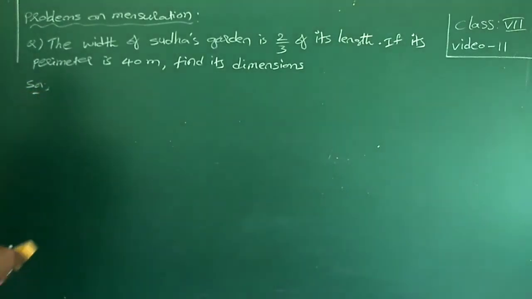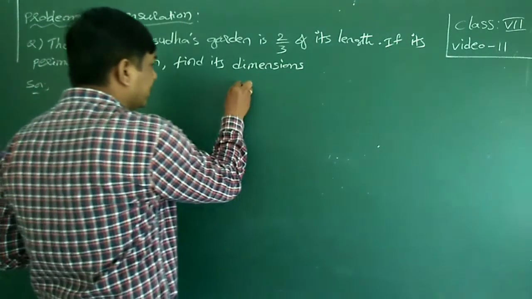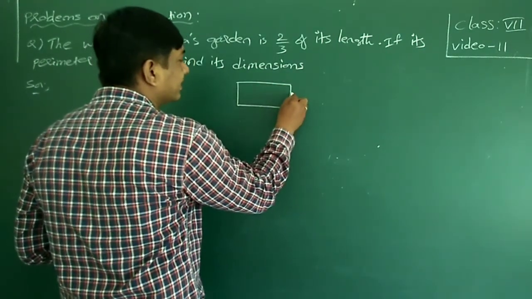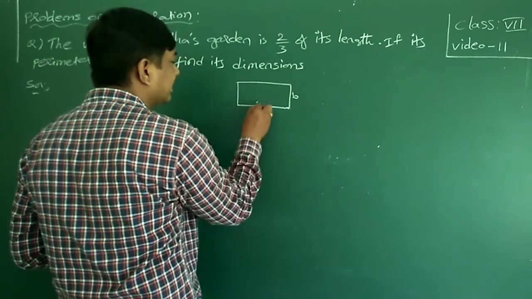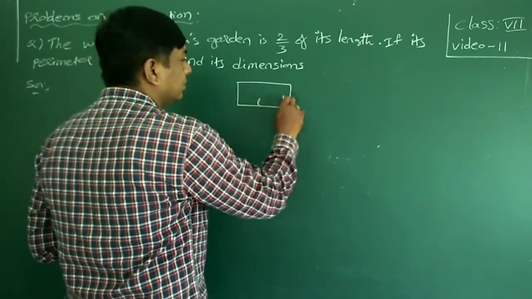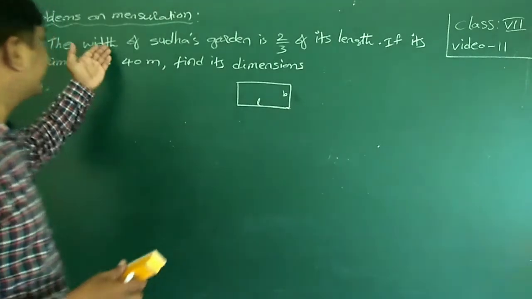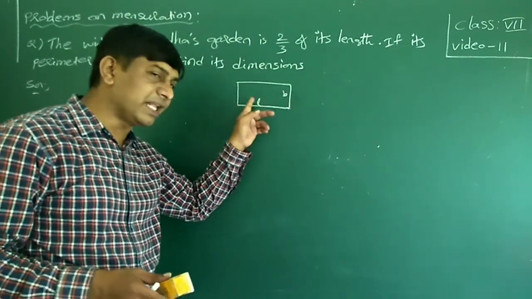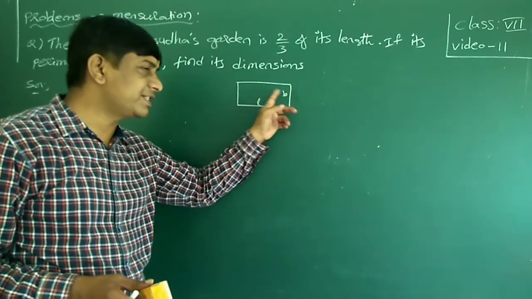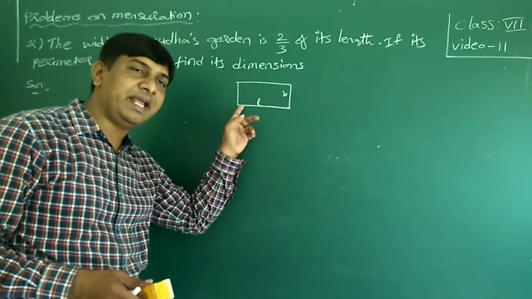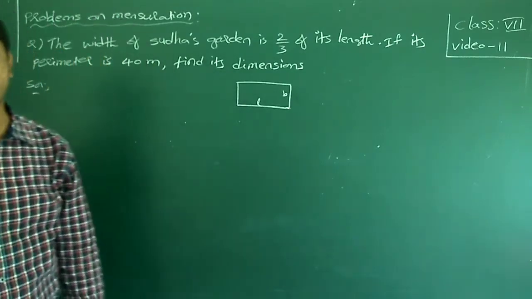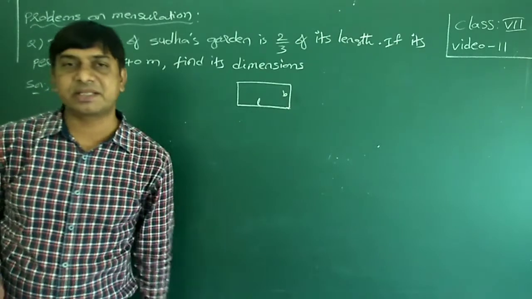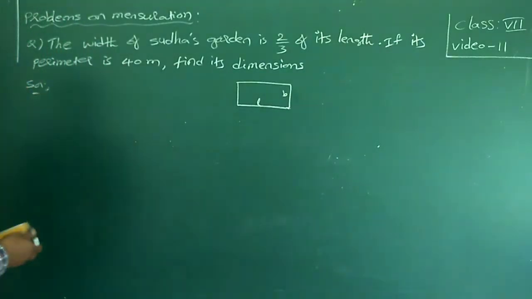So now, width of the garden. Let us assume that this is a garden. This is a width. Width is nothing but a breadth, and this is a length. Okay. Width is 2/3 of its length, meaning width is depending on length, meaning length is independent. Length is independent, whereas breadth is dependent. Breadth is depending on length.